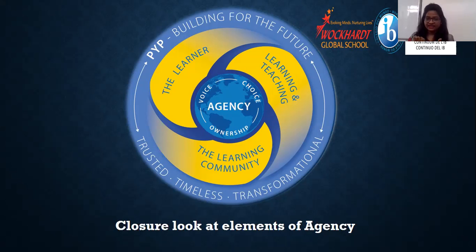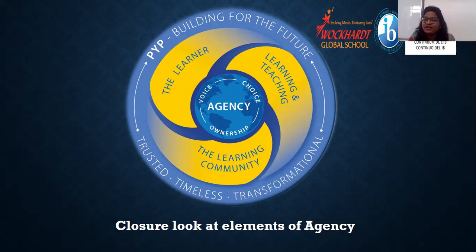These are the characteristics which make agency, right? So, the enhanced IB PYP also encourages each person of the learning community to have agency, which has three parts: the teacher, student, and parents, who make up the learning community. So IB encourages all these people to have agency.